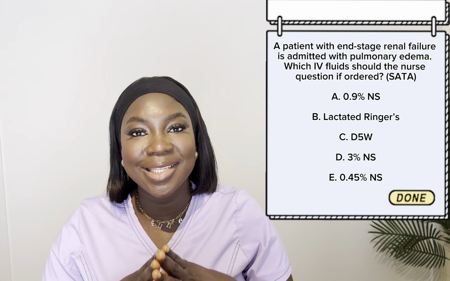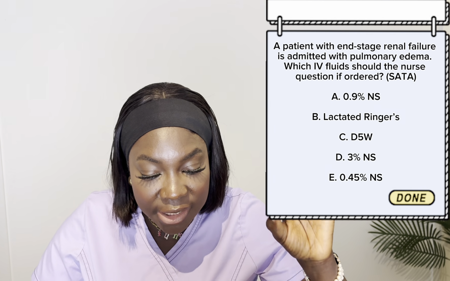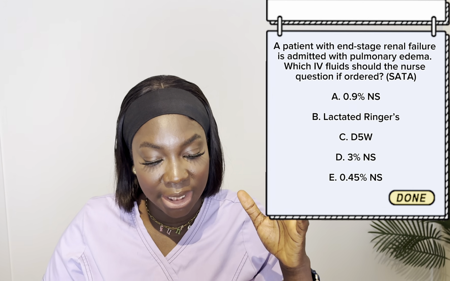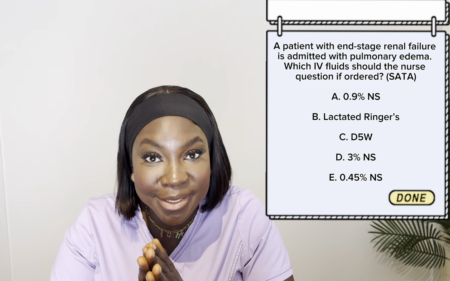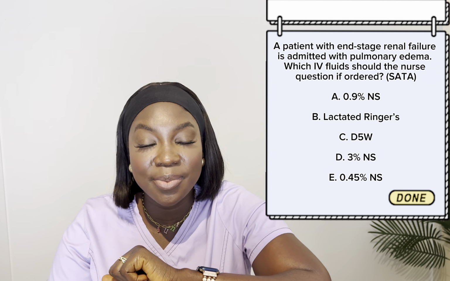So this question is asking which of these fluids should you question if it is ordered in patients with renal failure? So which of these should you question? And guys, the right answer is you should question all the fluids. So you should question A, B, C, D, E. Now let me explain why you should question all.